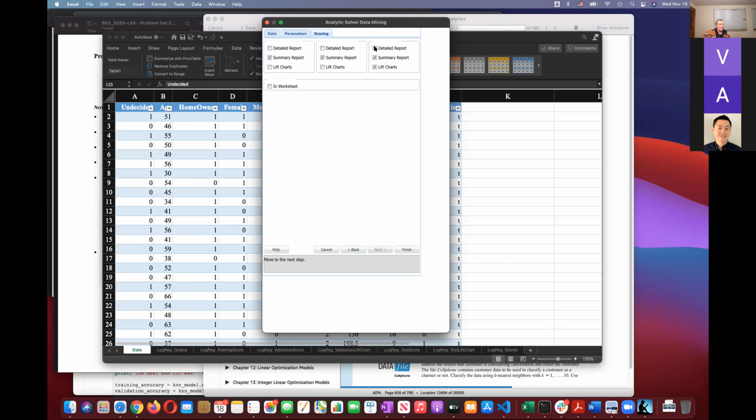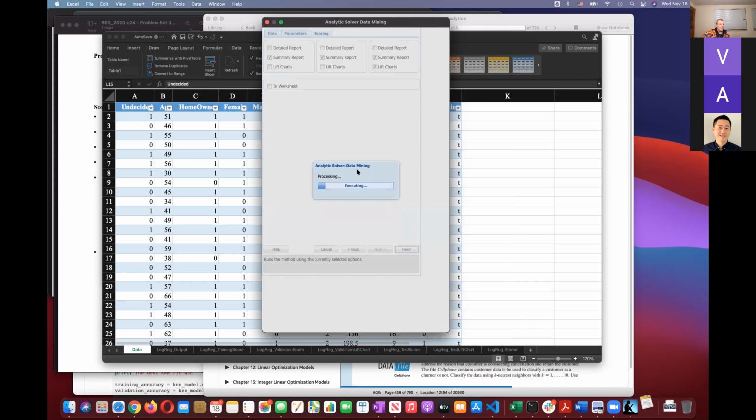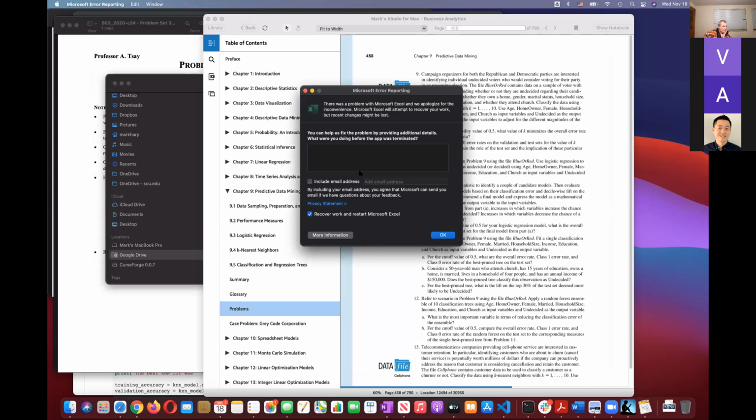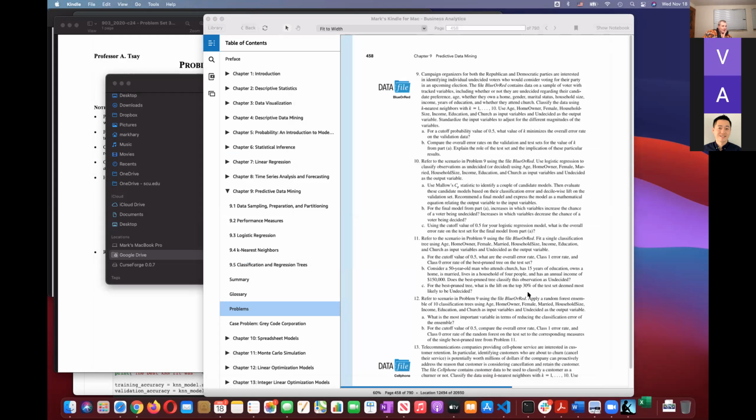Go ahead and look at the lift chart. And now we're going to let it do its thing. Yikes. Try that again.